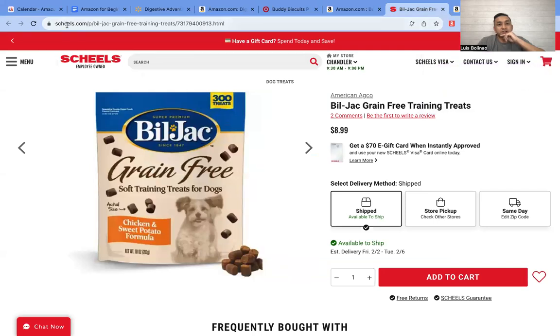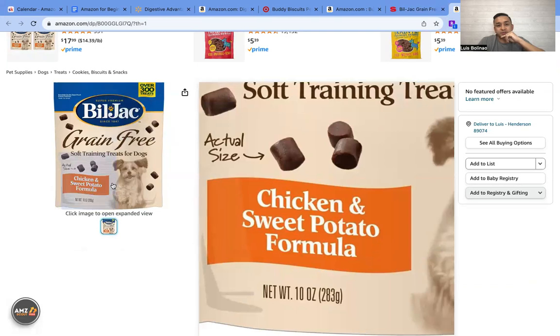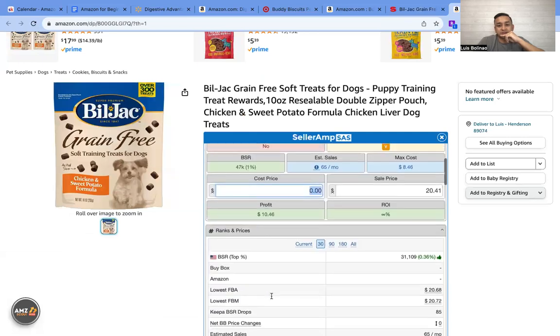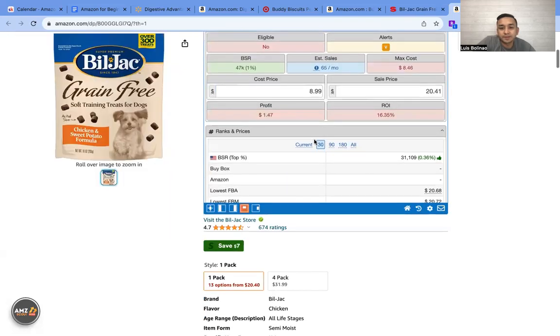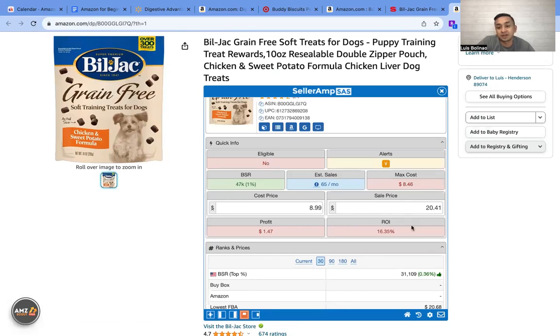It's from shields.com, another popular supplier. This one is $8.99, 300 treats, chicken and sweet potato formula. The cost is $8.99, right? Okay, so this one's giving you a 16% ROI. I would say decent. It's below our minimum, but it's still pretty decent.